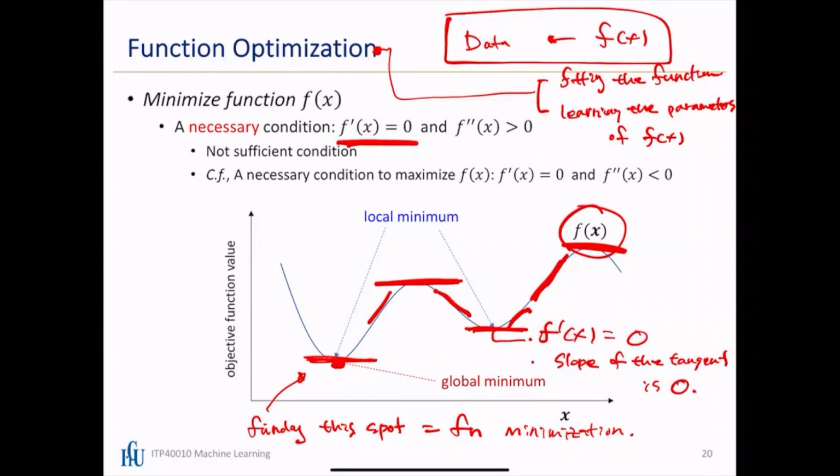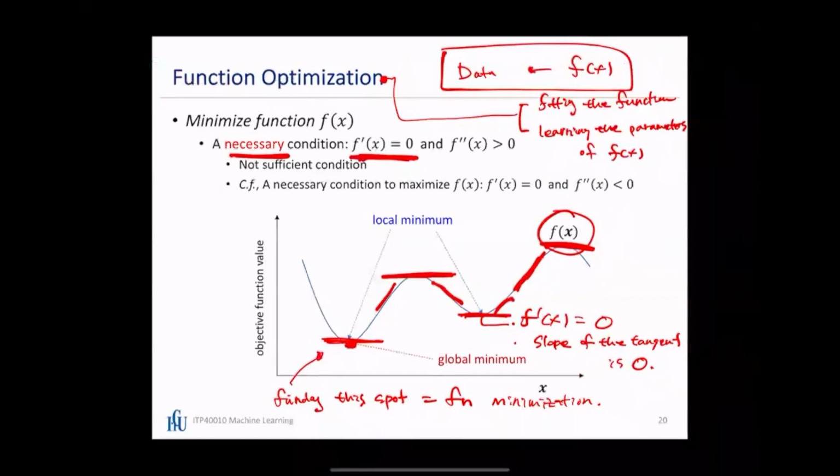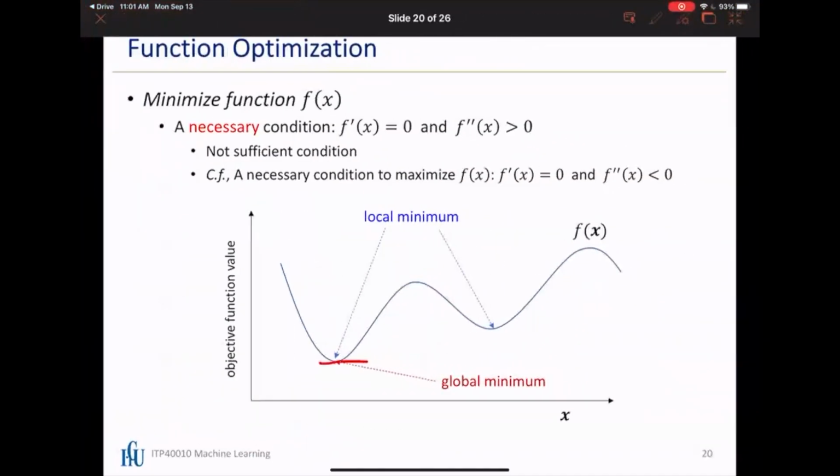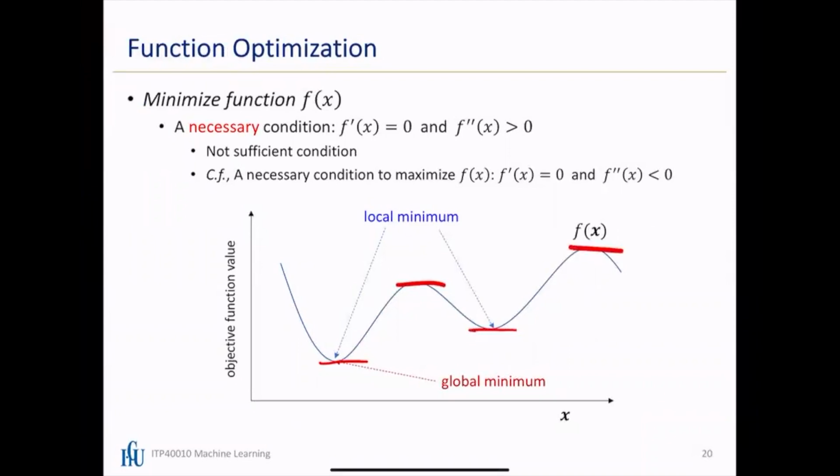But notice that it is just a necessary condition. Even if you find f prime is 0, that does not mean it's what you want to find as an optimum. What that means is that you actually have multiple tangent lines where the slope becomes 0, right? So that's what we just found out.